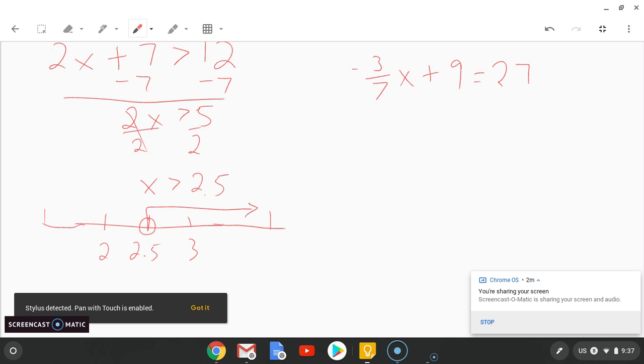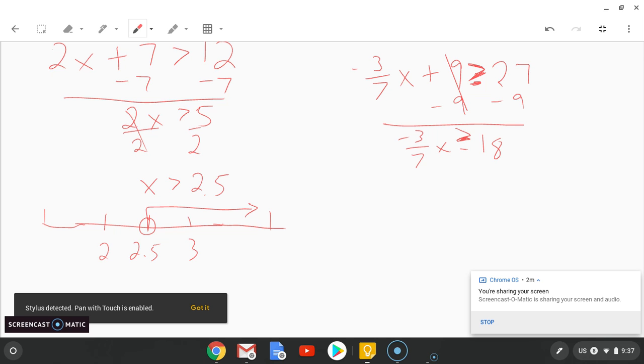Okay, so we're going to subtract the 9 from both sides. So these 9s cancel out. We're left with negative 3 over 7x is equal to, and then 27 minus 9 is 18. And I told you it should be great. I wanted it to be greater than or equal to, sorry. So you'll probably want to go back and change that. I gave you the wrong problem originally. So we want it to be greater than or equal to. We're practicing inequalities. Okay, so from here then you're going to multiply both sides by the reciprocal.